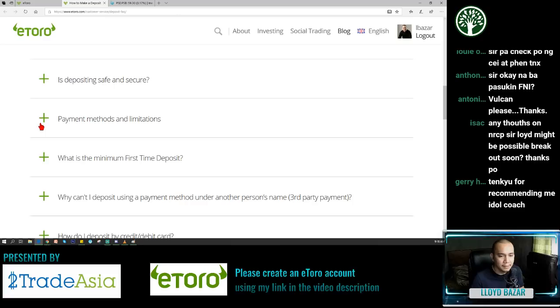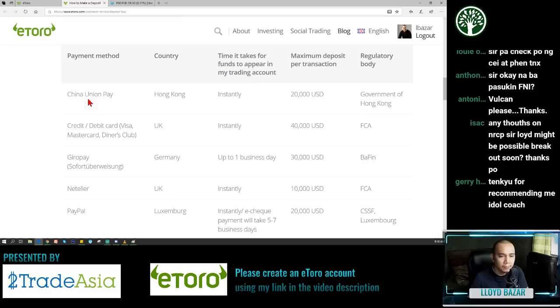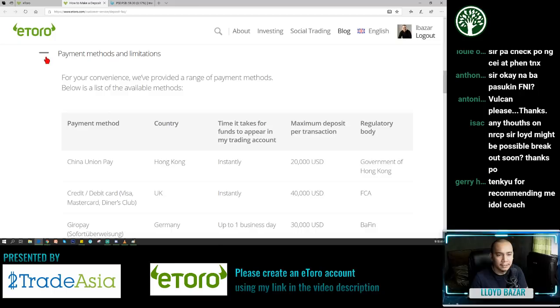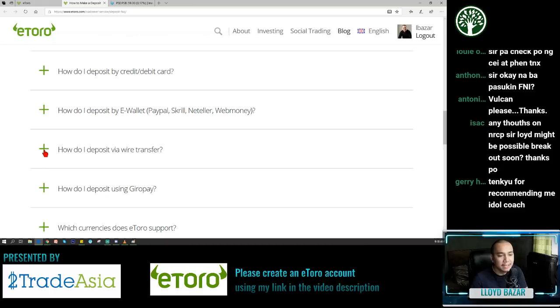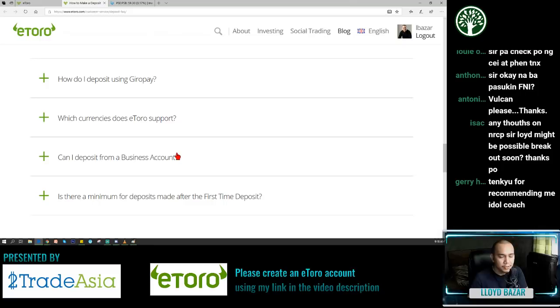Payment methods and limitations. Ito. Pwede nyo po idiretso to bank. Basta makikita nyo po dito ang mga payment methods, right? How to use deposit by debit credit, how to deposit using PayPal, pwedeng PayPal, how to deposit by wire transfer, ito, for banks, pwede kayong dumaan dito for banks, right? Medyo mabagal nga lang kasi kung banks eh. Meron GiroPay, and then, yon. So, this is how you get in.